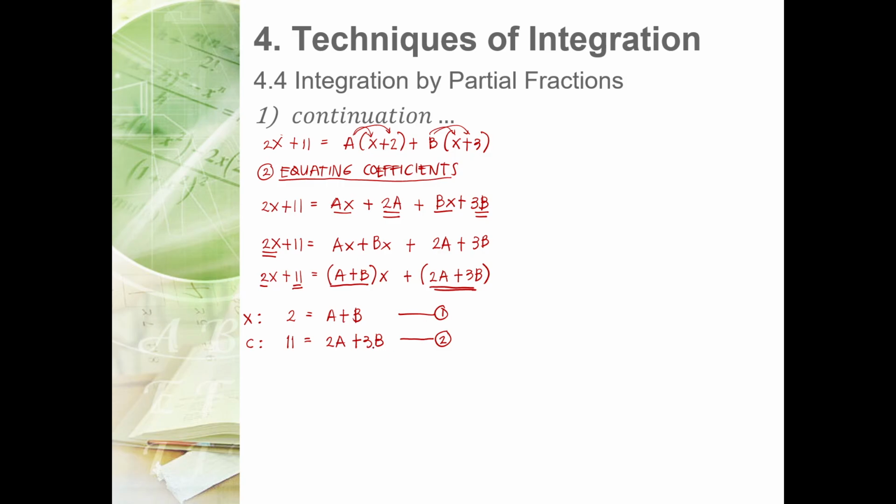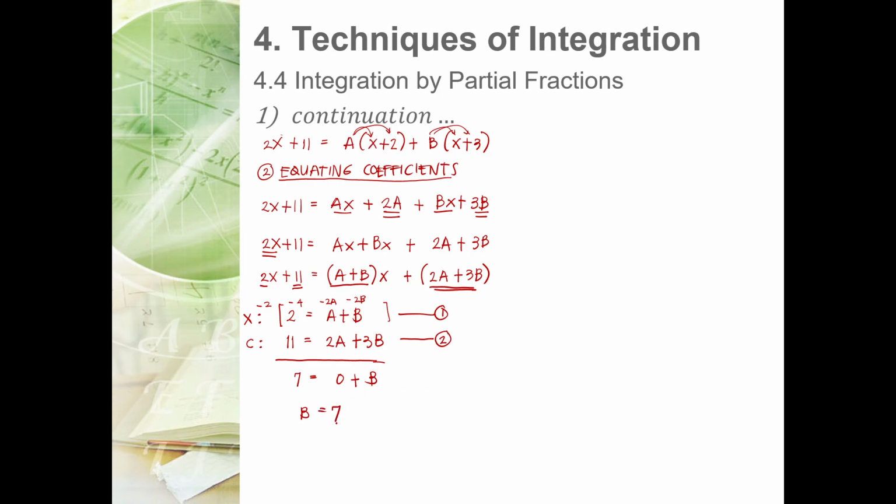Diba? So by elimination, you multiply a certain value so that you can eliminate one parameter. So let's say negative 2. So this becomes negative 4. This becomes negative 2a. This becomes negative 2b. So by adding them up, you have 7 is equal to 0 plus b. So b is equal to 7.